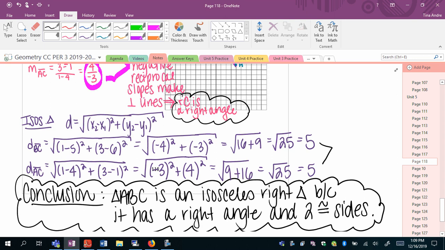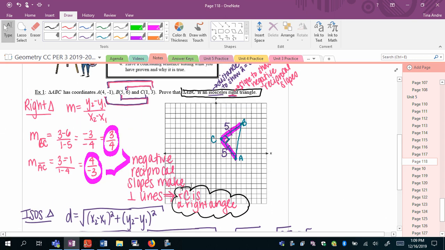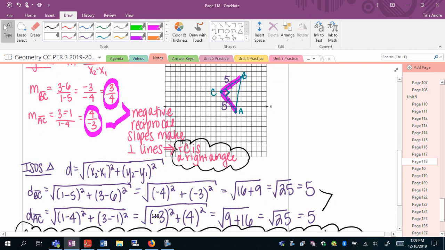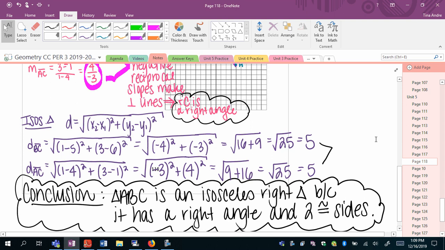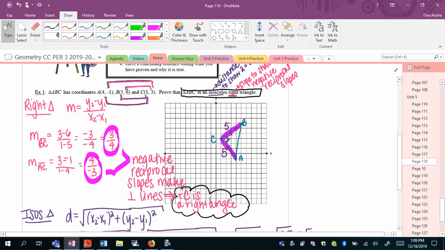So like I said before, with this, if you had to just prove it's a right triangle, you would only do this first part and then you would go right to your conclusion. If you had to just prove it was isosceles, you would just do the second part. Usually we would do a third length as well just to make sure that we truly have an isosceles triangle and then write your justification. But since this asks for both, we do both steps.